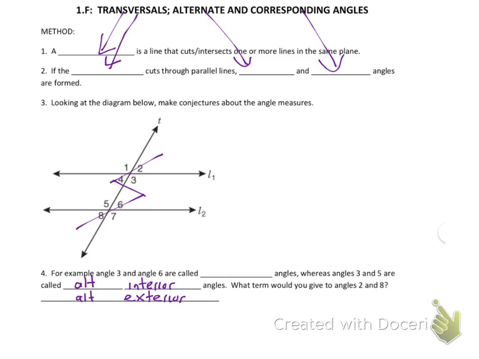We got to go back to 3 and 6. Oops. What did I just do? Okay, I'm going to take the lines out. 3 and 6 are these guys right here, right? Those are called, no, not corresponding, consecutive angles. Consecutive angles actually add up to 180 degrees.